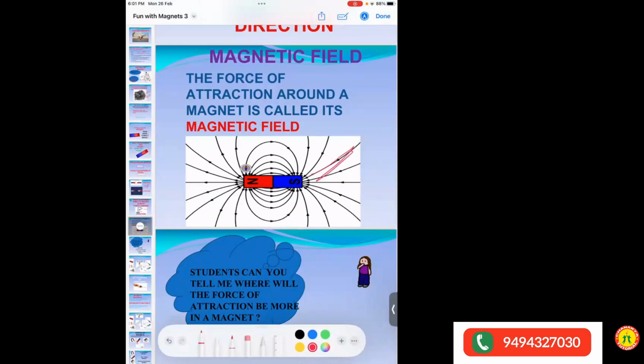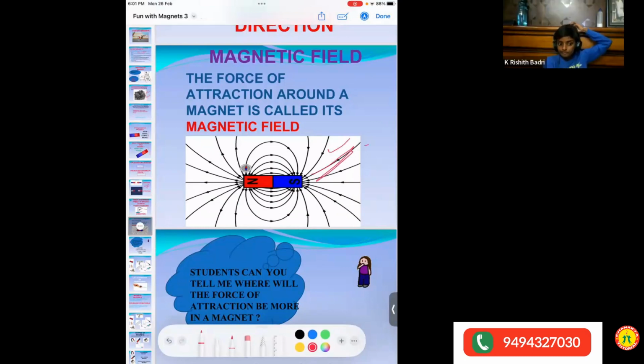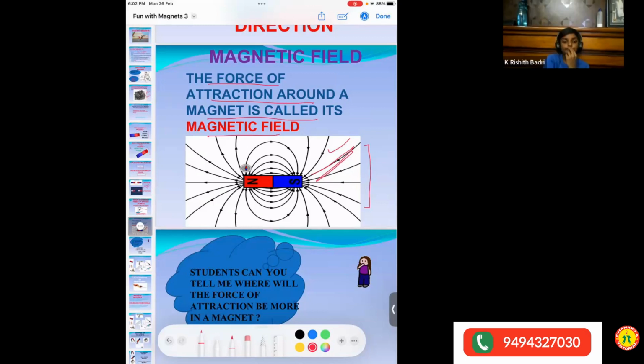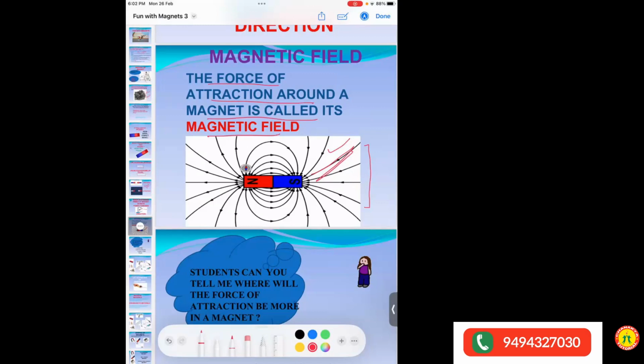So are we able to see these lines actually in real? No, right? We are not able to see the magnetic field. We are able to see only the magnet, not the magnetic field created by the magnet. The force of attraction around a magnet is called its magnetic field.